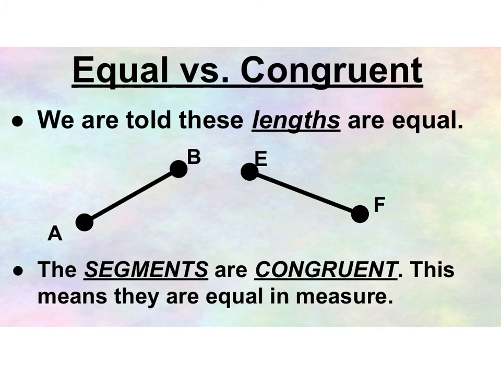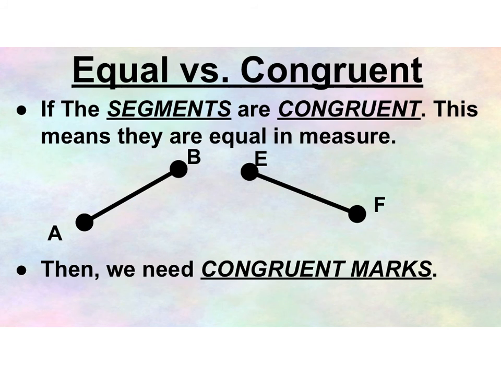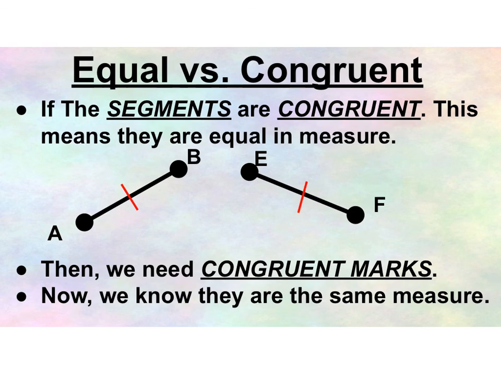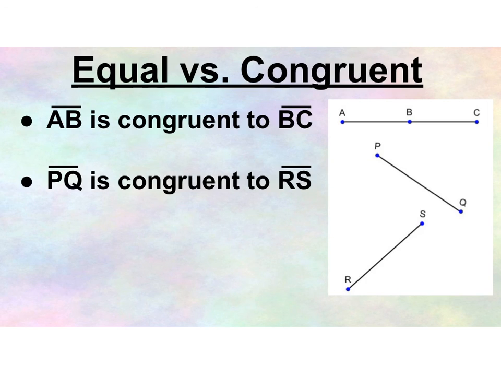We need these markings. So we're going to use tick marks. And if I see that, it's going to tell me that the lengths are equal. Maybe they are 2 inches each. The lengths are equal, but it's the segments that are congruent. It's a slight difference. If the segments are congruent, this means that they are equal in length. So we could use the 1 mark, or we could use 2 marks as our pictures get more complicated.